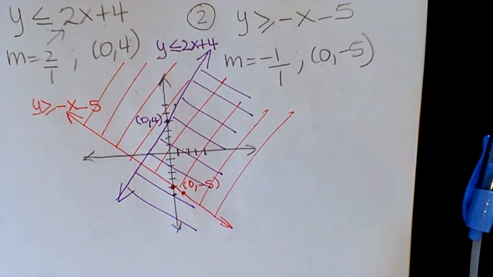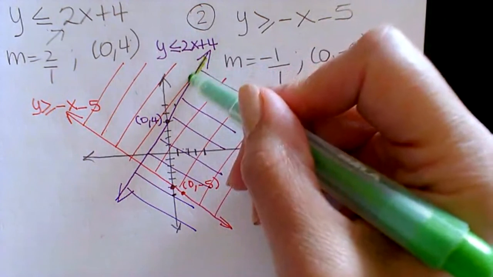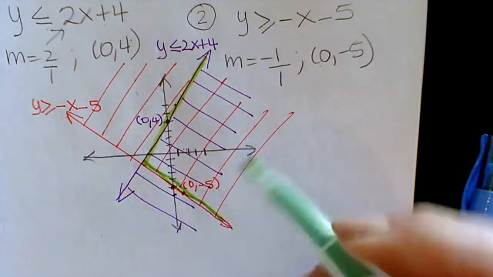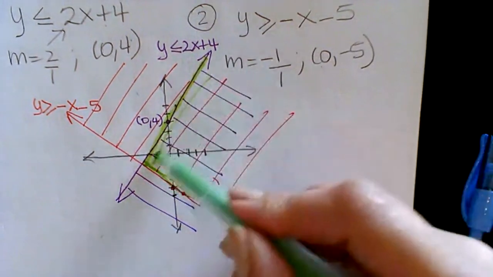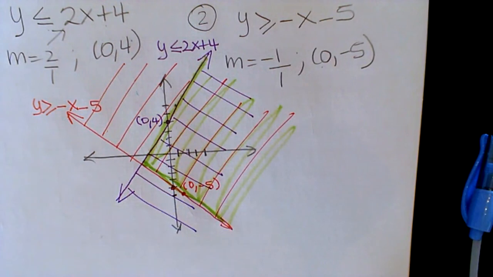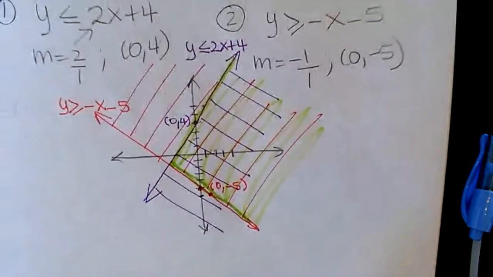Now, where do they overlap? I see it right here, right? Right in this area. That's what I see. But that's what they're asking us to do, just to graph the solution. All right? And we just did it there.